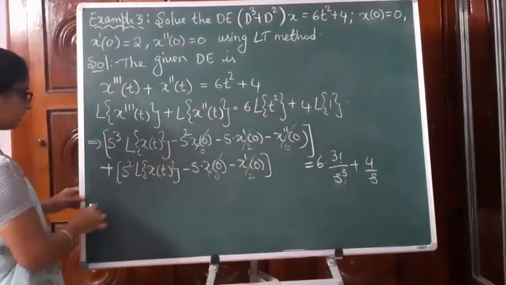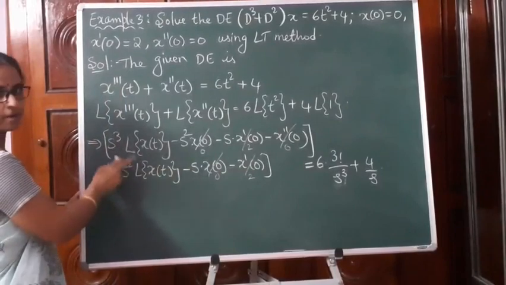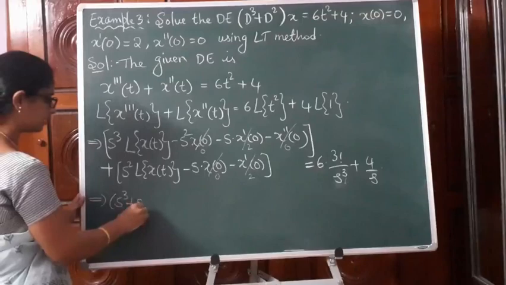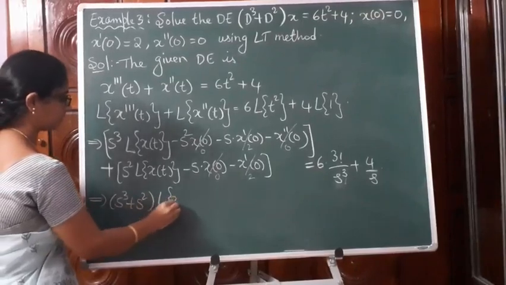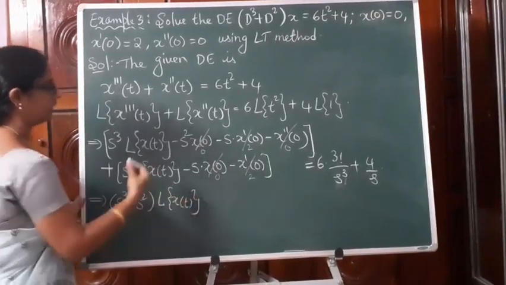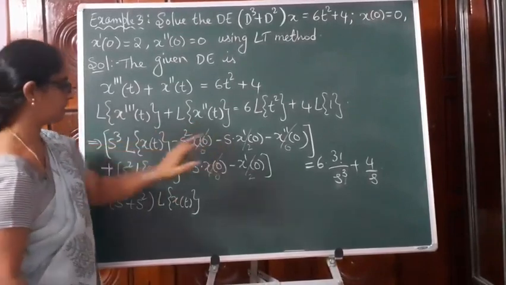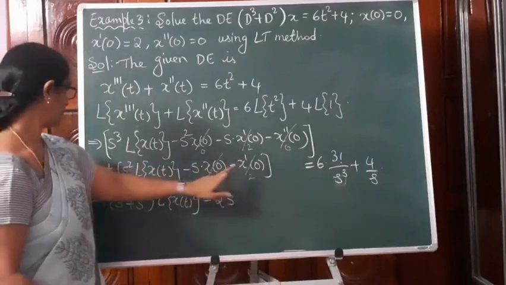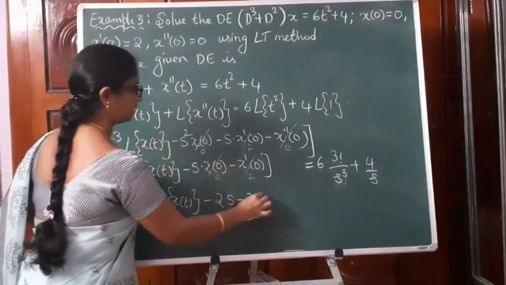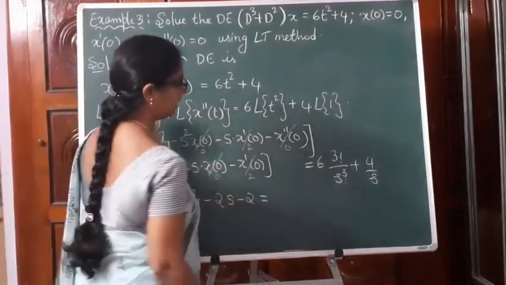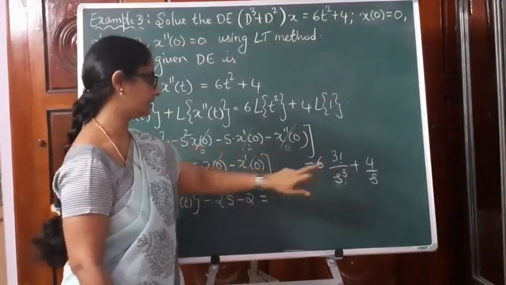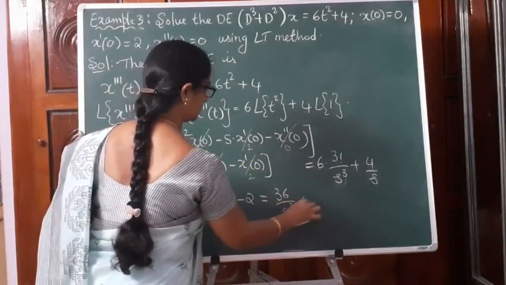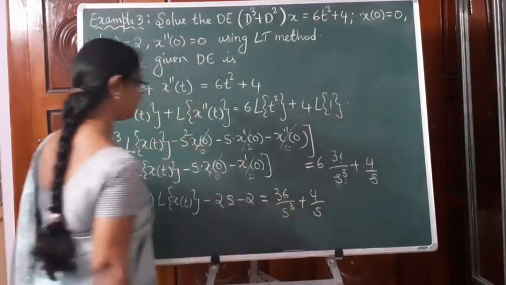So substituting these conditions and taking L of x(t) common from these two terms, we can write s³ plus s² into L of x(t). And what are the remaining terms? This term goes to 0, this is minus 2s, this is 0, and we have here minus 2, is equal to 3 factorial, which is 3 into 2 into 1 is 6, 6 into 6 is 36, 36 by s³ plus 4 by s.